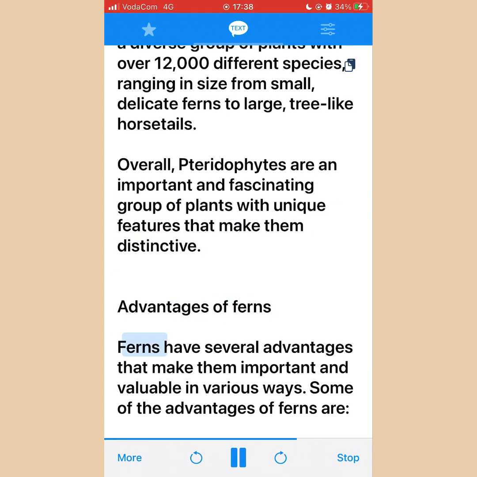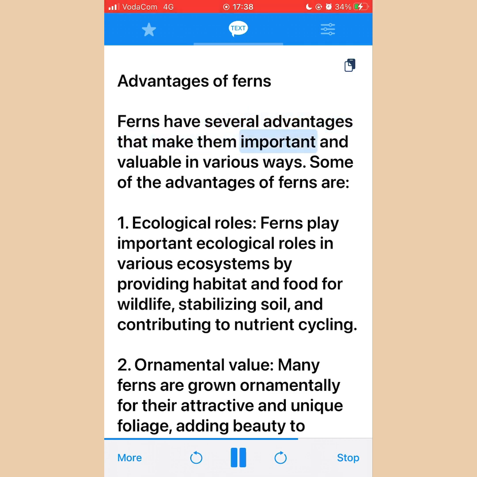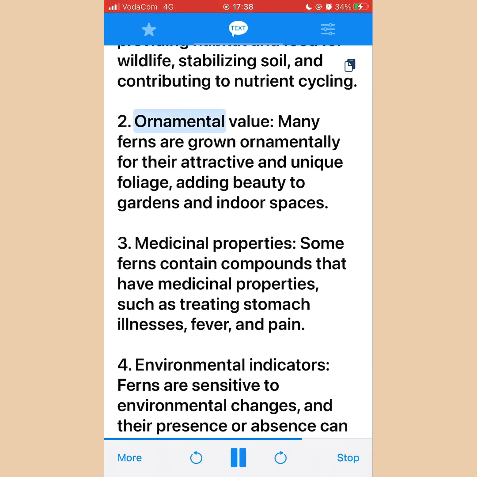Advantages of ferns. Ferns have several advantages that make them important and valuable in various ways. Some of the advantages of ferns are: 1. Ecological roles. Ferns play important ecological roles in various ecosystems by providing habitat and food for wildlife, stabilizing soil, and contributing to nutrient cycling. 2. Ornamental value. Many ferns are grown ornamentally for their attractive and unique foliage, adding beauty to gardens and indoor spaces. 3. Medicinal properties. Some ferns contain compounds that have medicinal properties, such as treating stomach illnesses, fever, and pain.